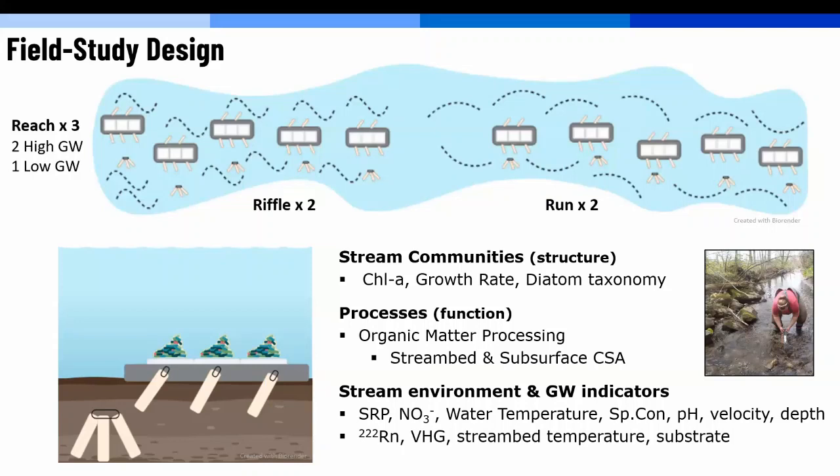We also measured the stream environment, which included water chemistry, temperature, nutrients, as well as stream physical characteristics. We also use groundwater proxies, including radon 222, vertical hydraulic gradient, which is a measure of the direction of water movement, so whether it's coming up from the groundwater or entering the groundwater, stream bed temperature, and substrate type.